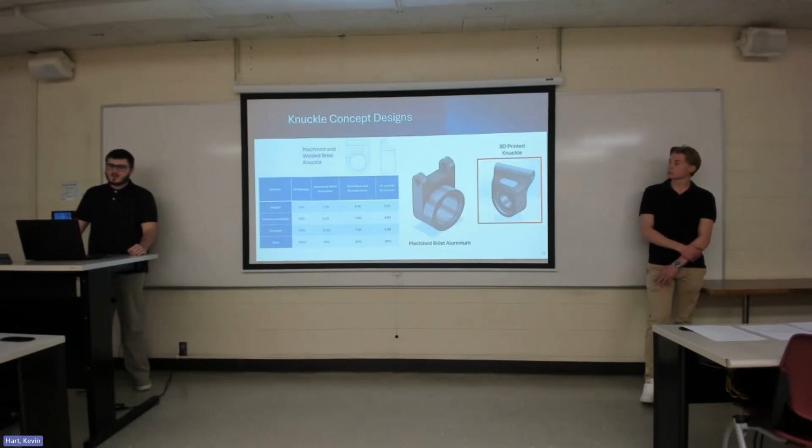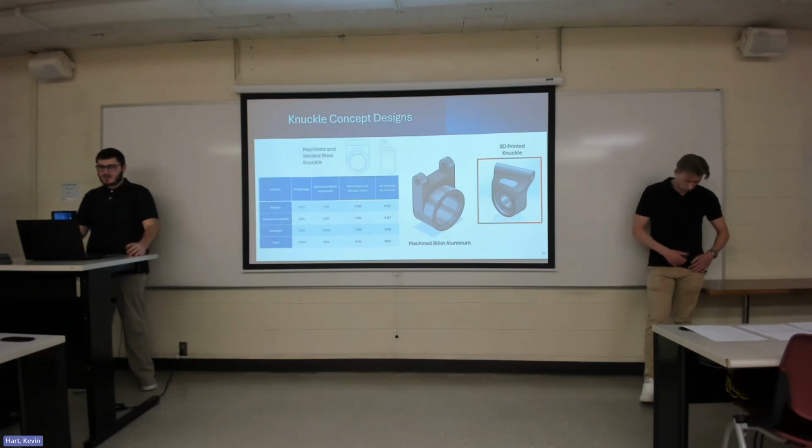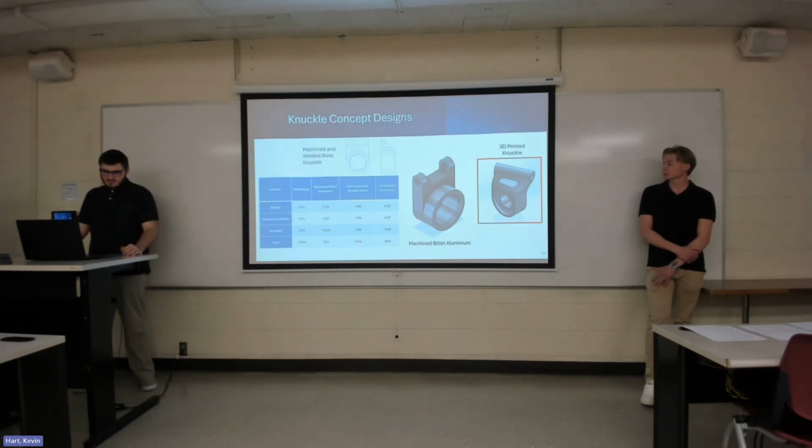Next, moving on to our knuckle concept designs. Firstly, going over weight. The 3D printed aluminum concept that we have designed seemed to be a good candidate because you can optimize with AI technologies and FEA analysis in order to create complex geometries that machining billet aluminum or machined and welded steel components you're probably not going to be able to create.